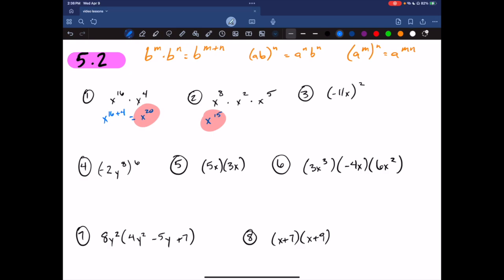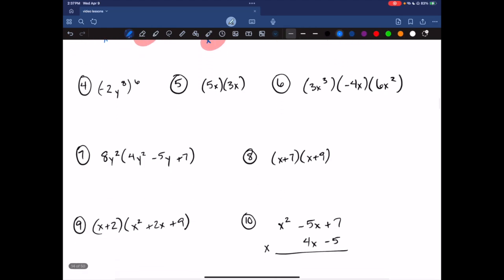Now, number 3, you have that negative inside the parentheses, squared. Anytime the negative is inside the parentheses and the exponent is on the outside of the parentheses, that exponent is going to apply to everything on the inside of that parentheses. And so when you square a negative 11 and the negative is included like it is here, then that's going to be a positive 121, and then that's going to be x squared. If the negative was on the outside, that would be a negative 121x squared. There's a subtle difference, but if it's inside the parentheses and included, then that's what you get. So be careful about that.